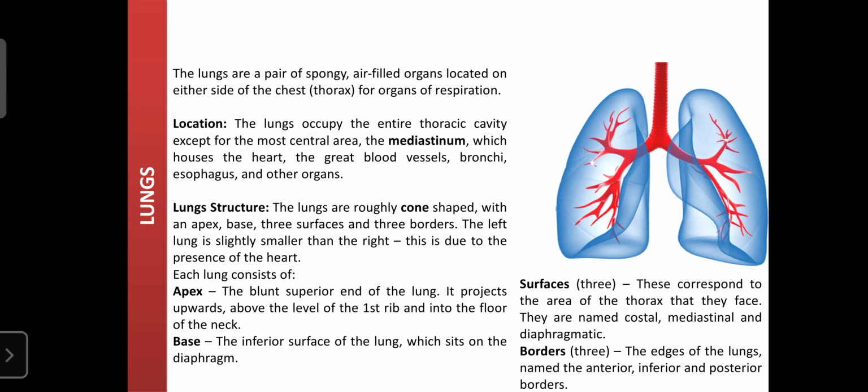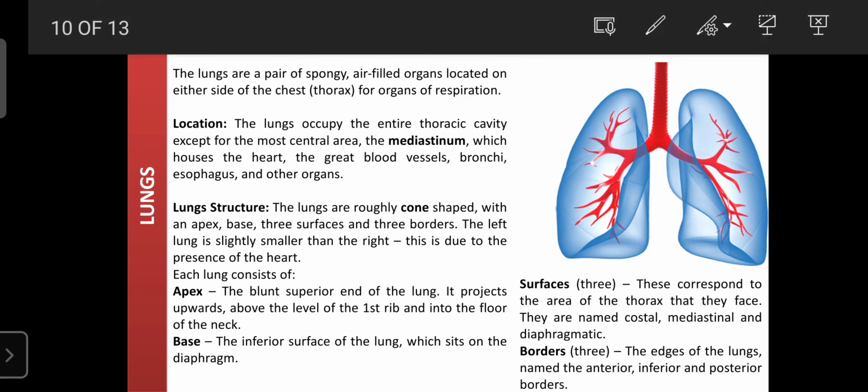So next one is the lungs. The lungs are spongy, air-filled organs. These are located on either side of the thorax, that is the chest. They are the organs for respiration. There are two lungs present in the human body. This is the main organ where the exchange of respiratory gases takes place.